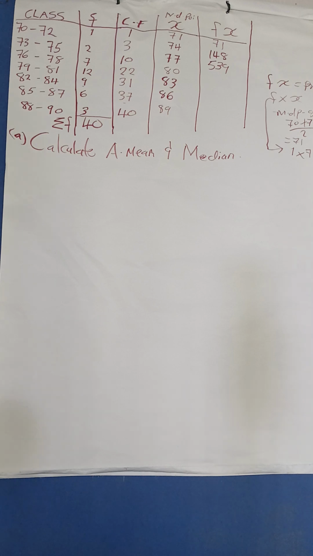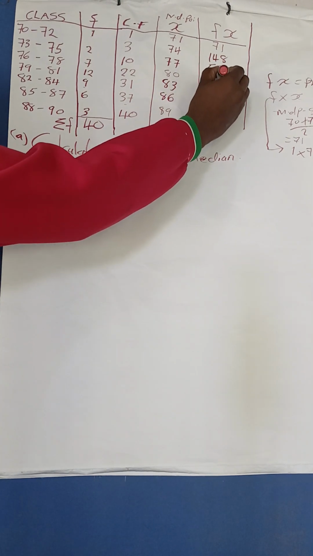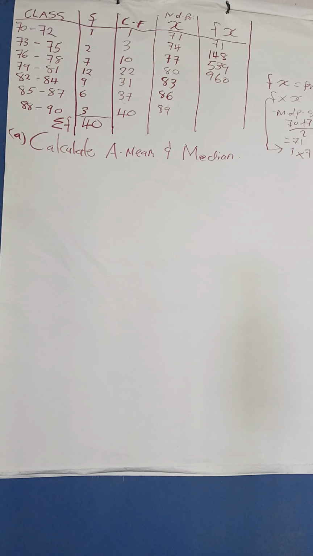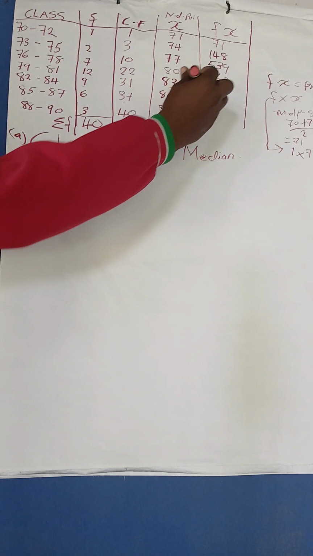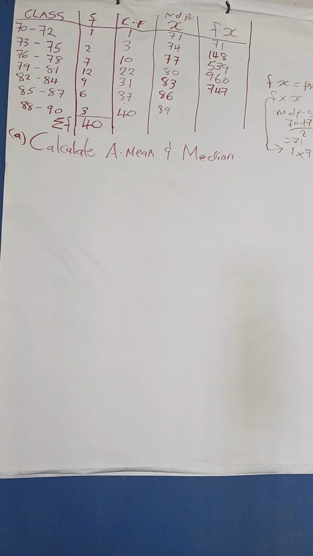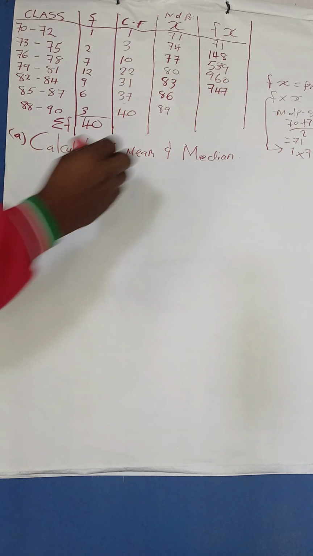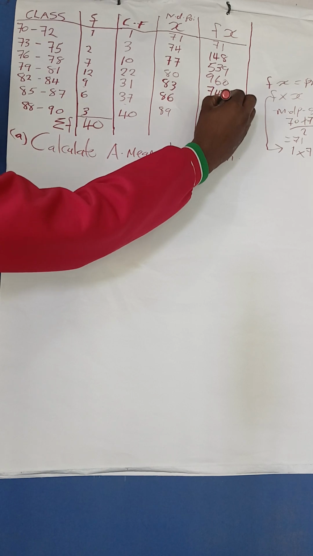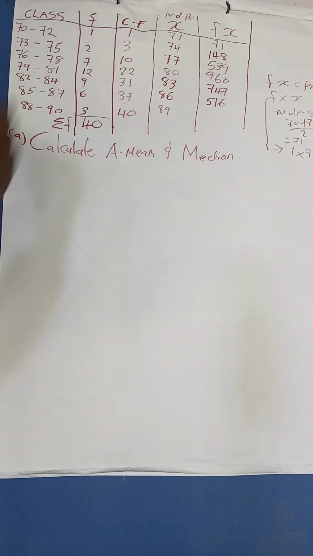Then we go ahead and multiply 12 by 80, you'll get 960. Then 9 multiplied by 83, we get 747. Then we multiply the other one, 6 multiplied by 86, and you'll get 516. Then the last one, 3 multiplied by 89, we get 267.